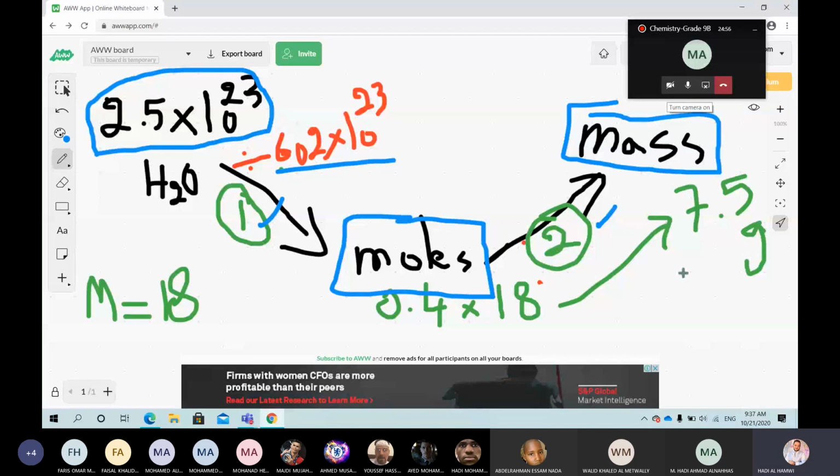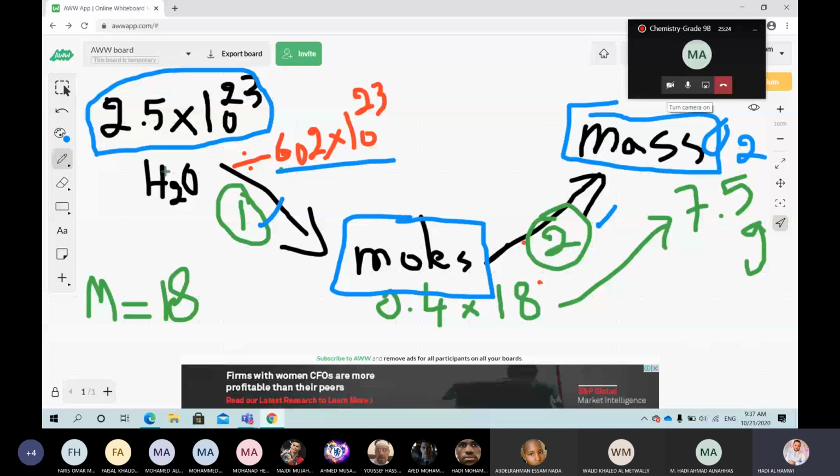Now, if I need to find the mass of oxygen in 2.5 times 10 power 23 molecules of water. Here I need the mass, but not the mass of H2O, only the mass of O. The mass 7.5 I found is the mass of water, H2O. I need the mass of oxygen only. What is the mass?